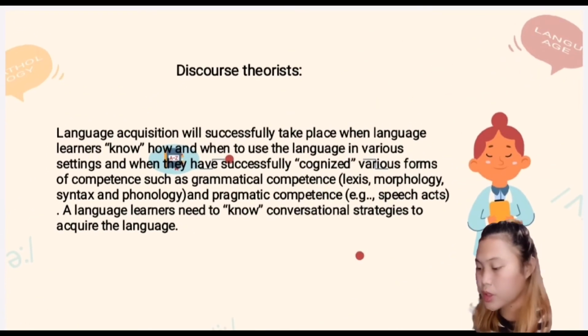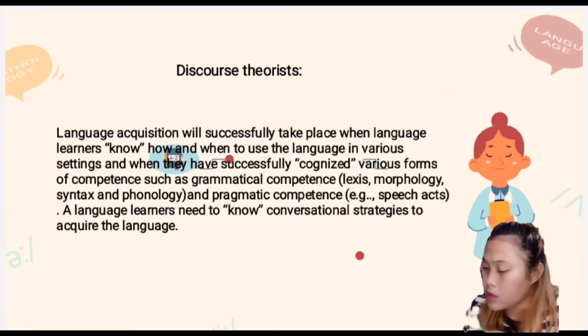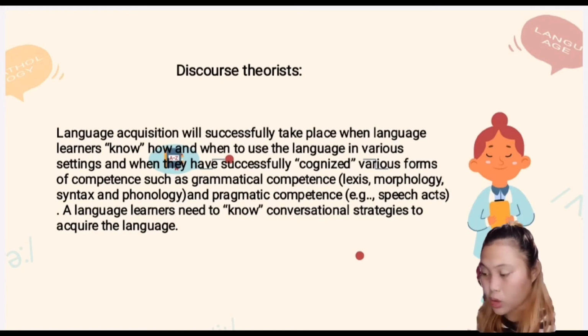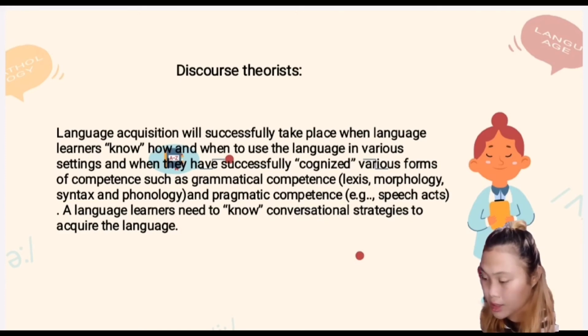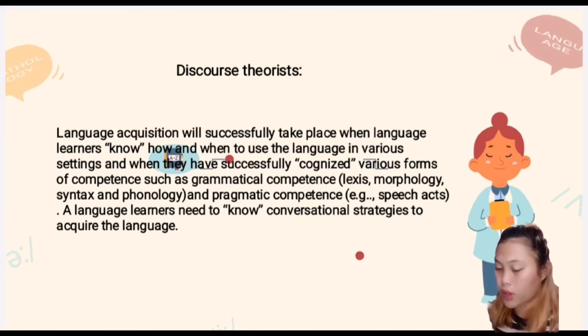According to discourse theories, language acquisition will successfully take place when language learners know how and when to use the language in various settings and when they have successfully cognized various forms of competence such as grammatical competence in lexis, morphology, syntax, and phonology, and pragmatic competence, e.g. speech acts. Language learners need to know conversational strategies to acquire the language.